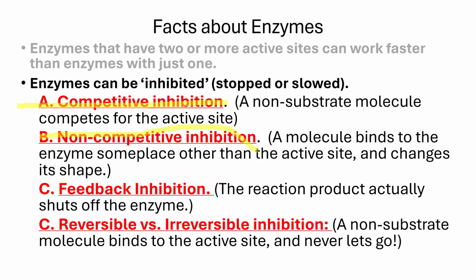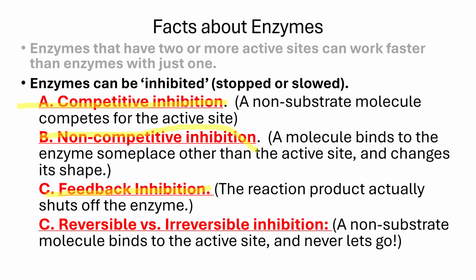Thirdly, there's something called feedback inhibition, and that is where an enzyme produces a substrate, or it creates a molecule, and that molecule, the product that was created by the reaction itself, will inhibit the enzyme, right?